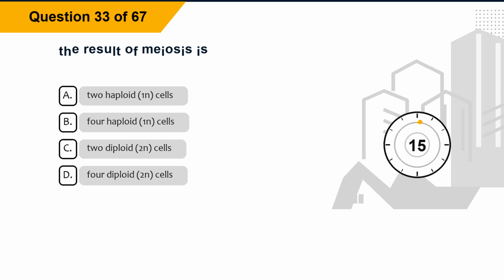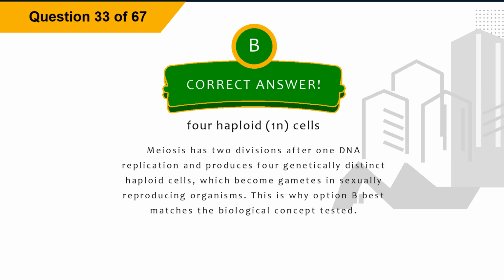Question 33. The result of meiosis is. Option A, 2 haploid, 1N, cells. Option B, 4 haploid, 1N, cells. Option C, 2 diploid, 2N, cells. Option D, 4 diploid, 2N, cells. The correct answer is option B, 4 haploid, 1N, cells.